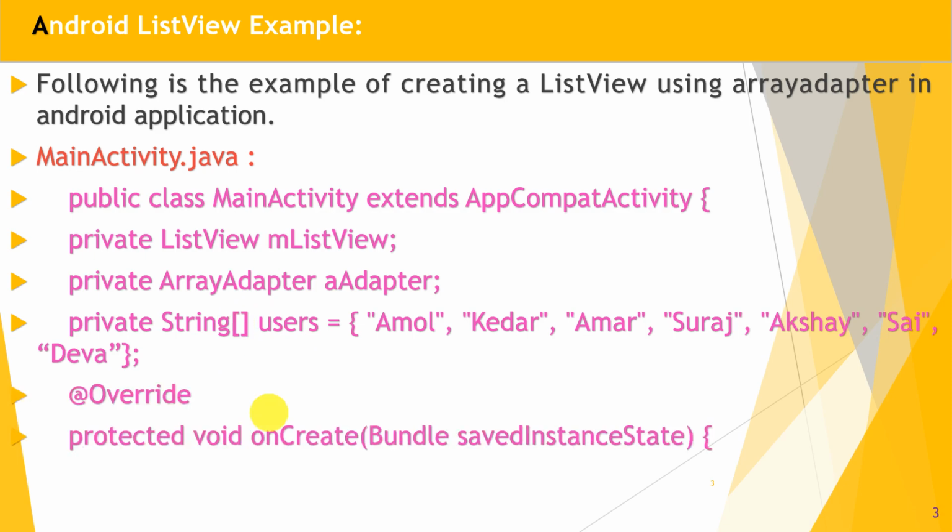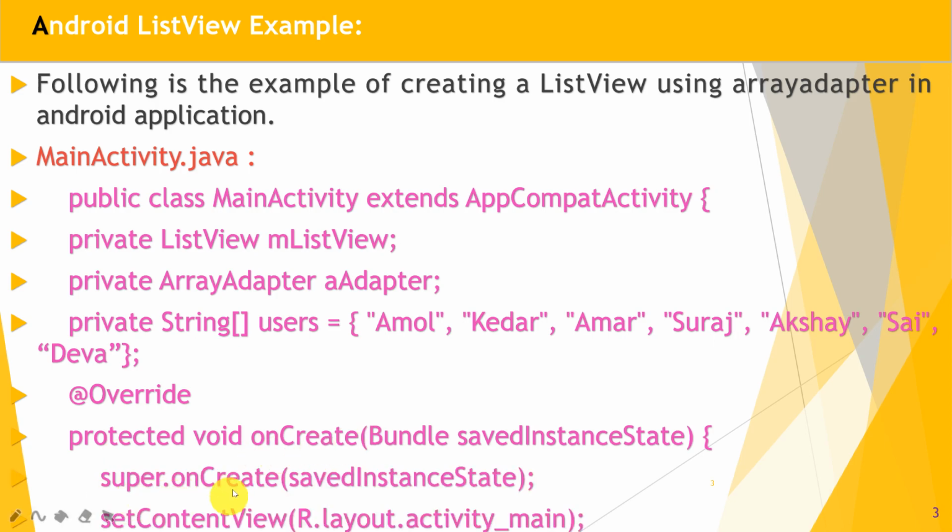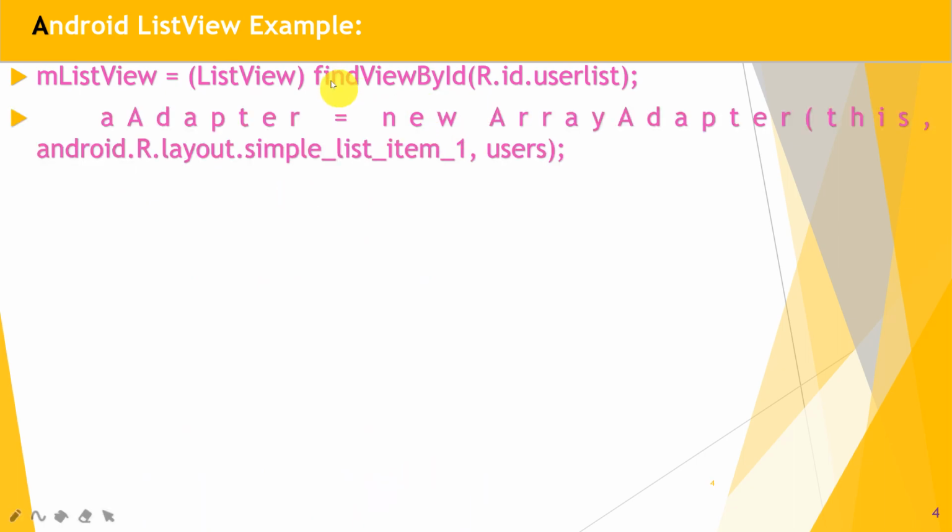In the onCreate method, we know super.onCreate with savedInstanceState, then setContentView. In setContentView, we specify which layout is associated with the MainActivity class: R.layout.activity_main. Then the findViewById method. Using that method, the view on your layout, that is R.id.userList, is associated with the object reference mListView, which is used for the coding, and typecast into the suitable ListView.